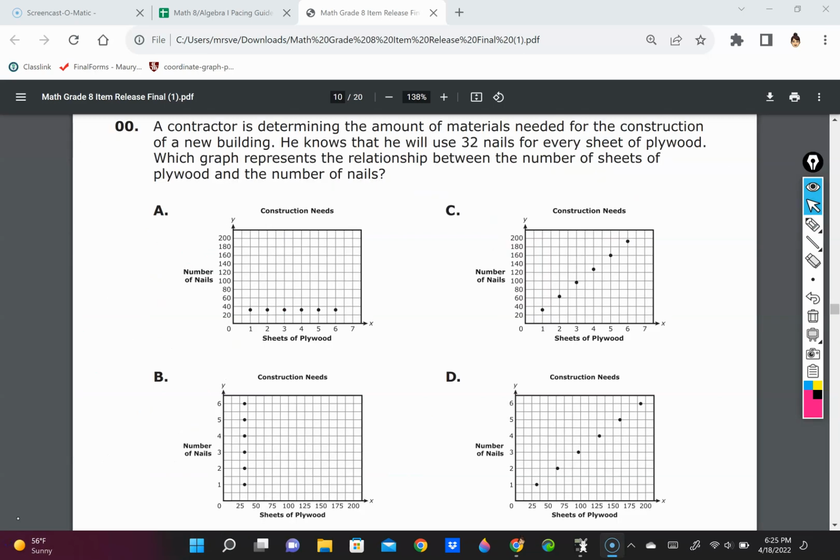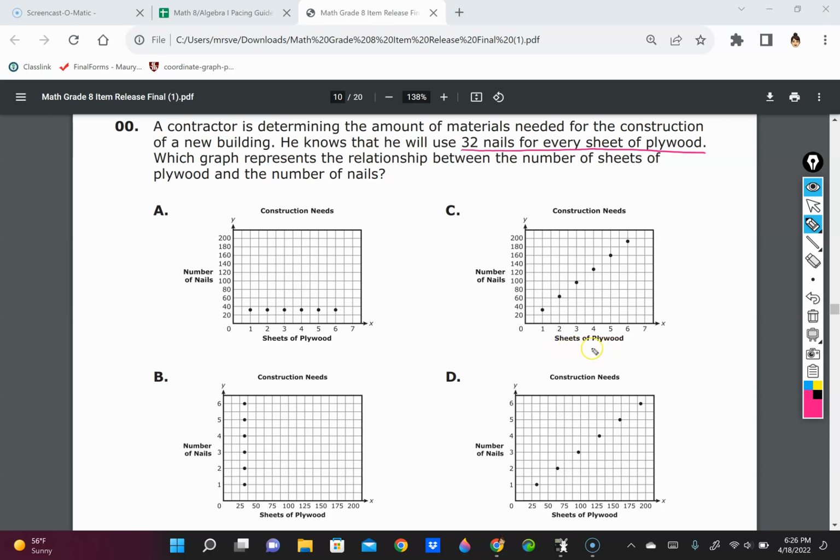The contractor is determining the amount of materials needed for the construction. He knows he will use 32 nails for every sheet of plywood. Which graph represents the relationship between the number of sheets? So for one sheet of plywood, notice where they're putting the sheets of plywood. They're labeling it down here at X.